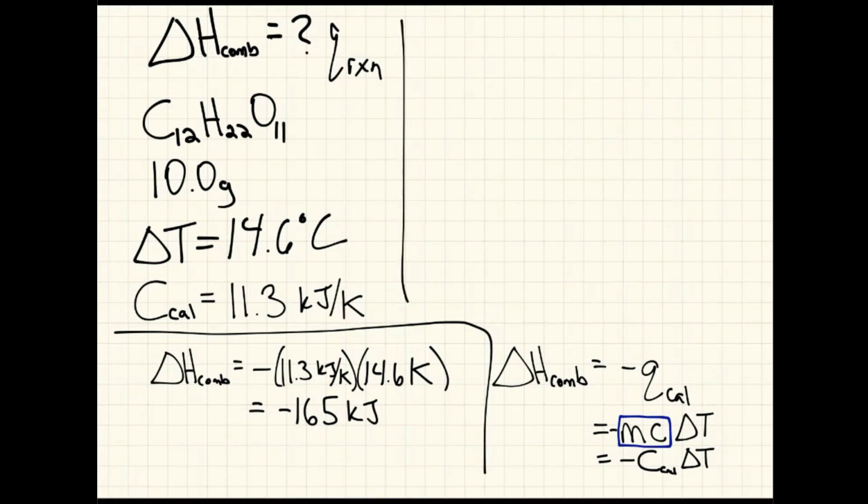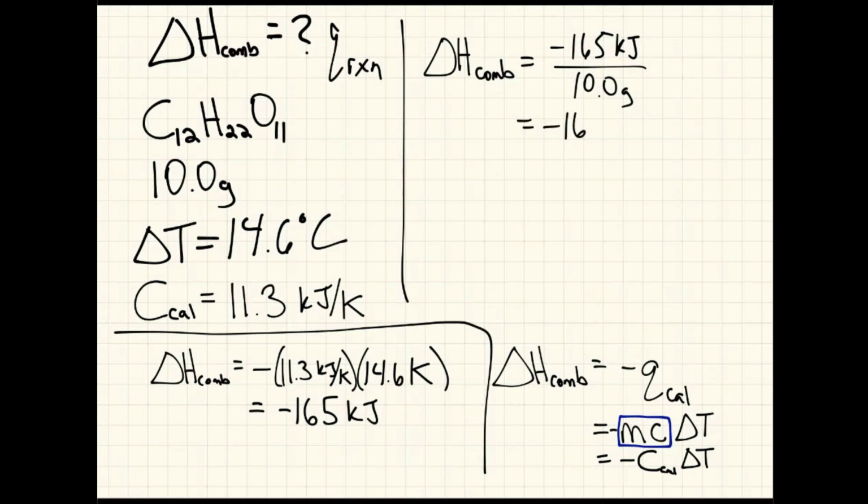So for example, we may be interested in the per gram value of my delta H of combustion. So per gram, I know that I've just given off 165 kilojoules of energy, and that was contained within 10 grams. Therefore, I know that there's minus 16.5 kilojoules of energy for every gram of sucrose. And that's really all there is to it.